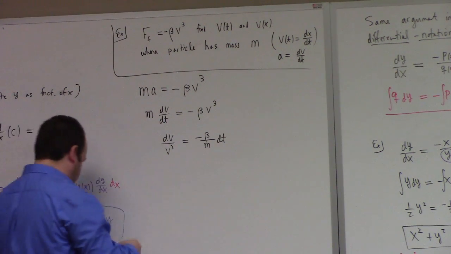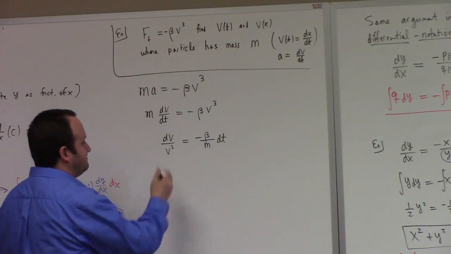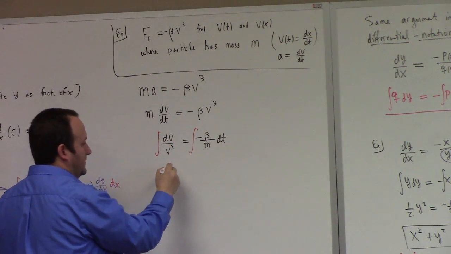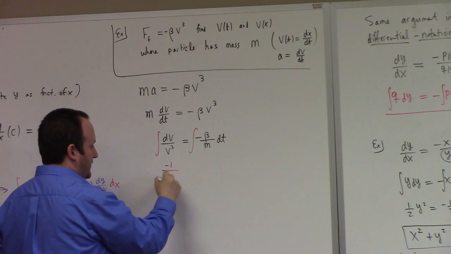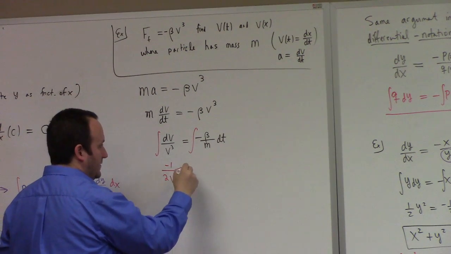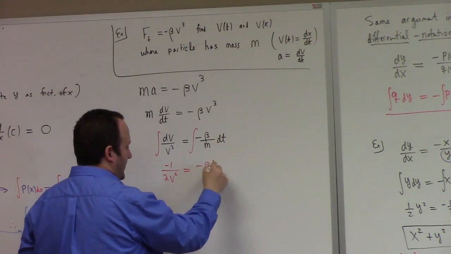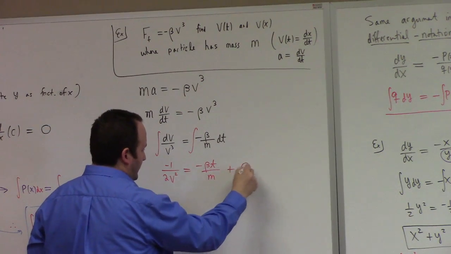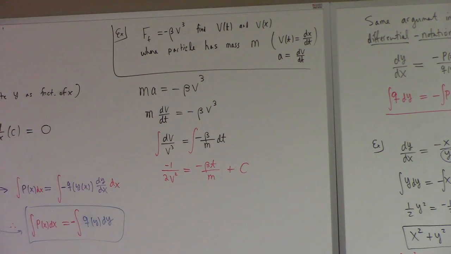Now integrate both sides, right? What do we get? We get minus 1 over 2 v squared is equal to minus beta t over m plus some constant. Now that's an implicit general solution for the velocity as a function of time, but I can solve this for v.